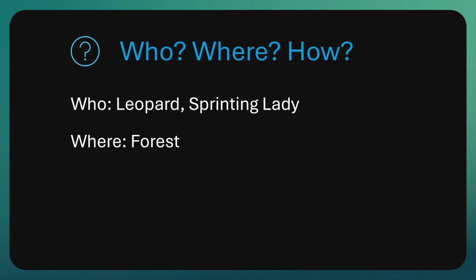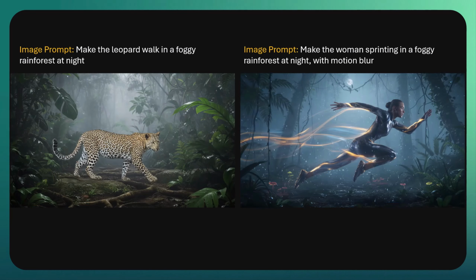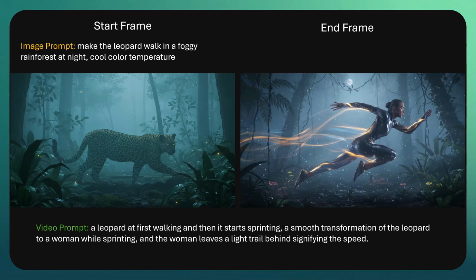Where is it happening? We need to define the location. Let's say it's in a forest. And how is it happening? Based on the images, the transformation should occur while the leopard is sprinting. So, I created 2 images using Nano Banana, placing both the leopard and the sprinting lady in a foggy rainforest. Here are the results. The image with the leopard came out too bright and too warm, not the vibe I was going for. So I made a second version with a prompt specifying cool color temperature.